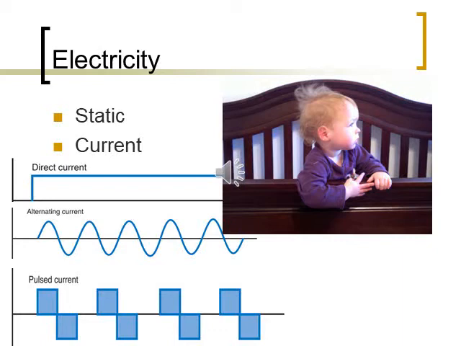Current electricity is what we're going to be dealing with. And if you look at the picture here, you can see our three basic types of current electricity: direct current, alternating current, and pulse current. These are the current types that we're going to be drawing from to create our therapeutic electrical current.